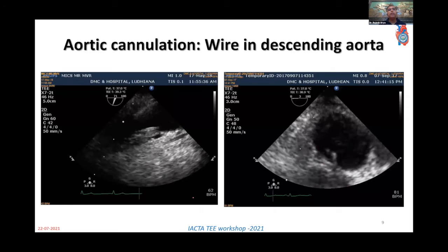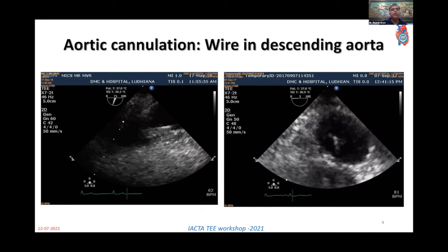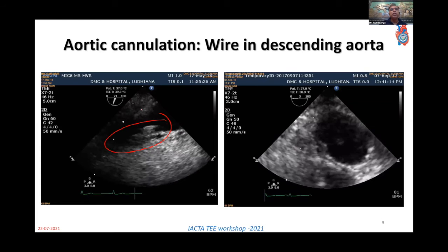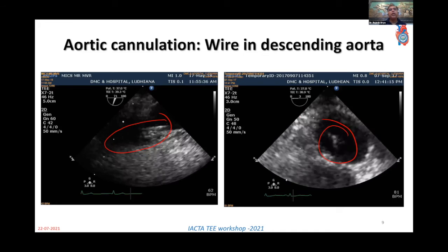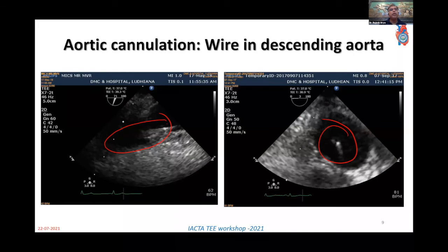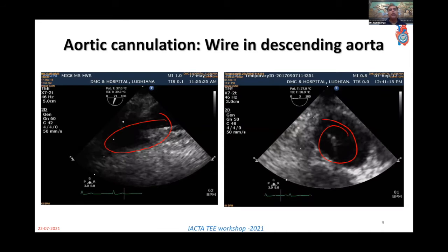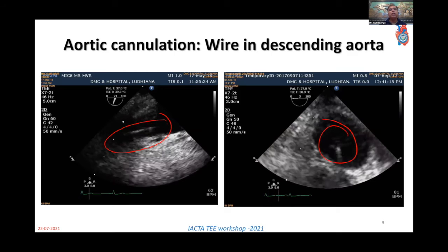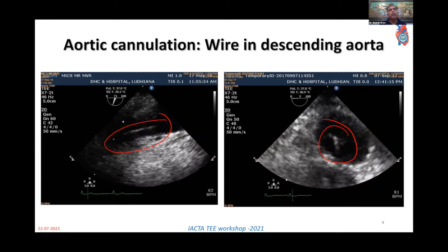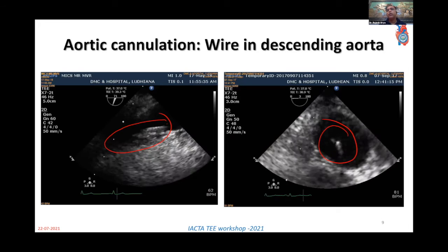So let us see an example of aortic cannulation. If you see in this picture, there is a guide wire placed in the aorta. This is in the long axis, and you can see here in the short axis. And this guide wire, being a metallic structure, can be easily seen in the lumen of the aorta. And once you find the guide wire in the aortic lumen, you are sure that the surgeon is cannulating the aortic lumen, and they can slide the cannula over the guide wire.